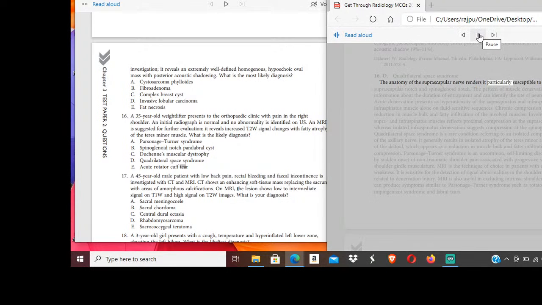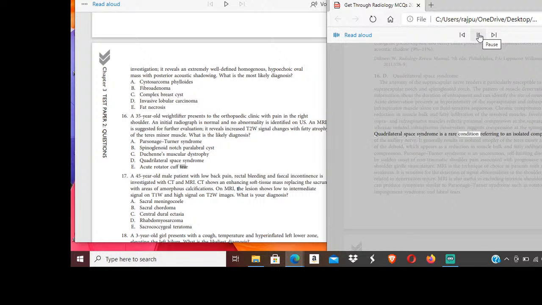Suprascapular nerve renders it particularly susceptible to compression at the suprascapular notch and spinoglenoid notch. The pattern of muscle denervation provides information about the duration of entrapment and can identify the site of neurologic compromise. Acute denervation presents as hyperintensity of the supraspinatus and infraspinatus, or of the infraspinatus muscle alone on fluid-sensitive sequences. Chronic compression is shown as a reduction in muscle bulk and fatty infiltration of the involved muscles. Involvement of both the supra and infraspinatus muscles reflects proximal compression at the suprascapular notch, whereas isolated infraspinatus denervation suggests compression at the spinoglenoid notch.